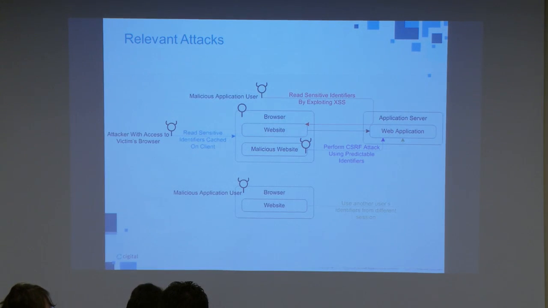First, let's take a look at some of the relevant attacks. Now, when we're talking about insecure direct object references, the main thing we're worried about is the thing at the bottom right there. A user who's potentially malicious is signed into the application and uses another user's identifier from their own session. That's the main thing we're trying to prevent.